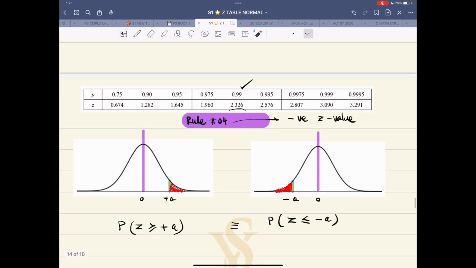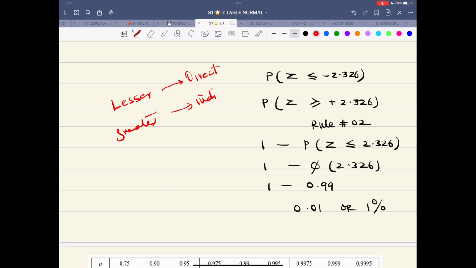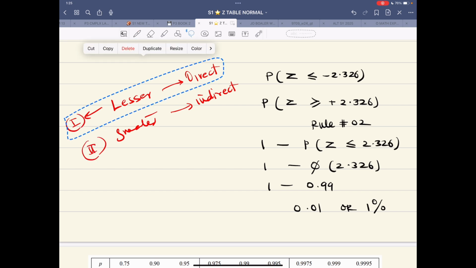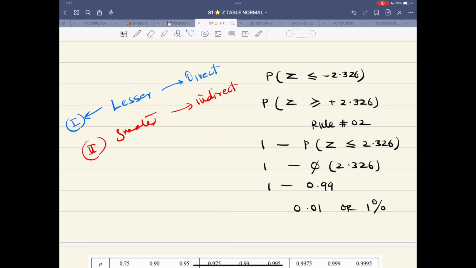Now, 2.326, the lesser value is 99%. That's right over here. So we subtract it from 1. Why? Because lesser is direct and greater is indirect. Lesser is rule number 1. Greater is rule number 2. So let me also change the color because I think initially I used the blue color for this one. So lesser is direct, greater is indirect, lesser is rule number 1, greater is rule number 2.